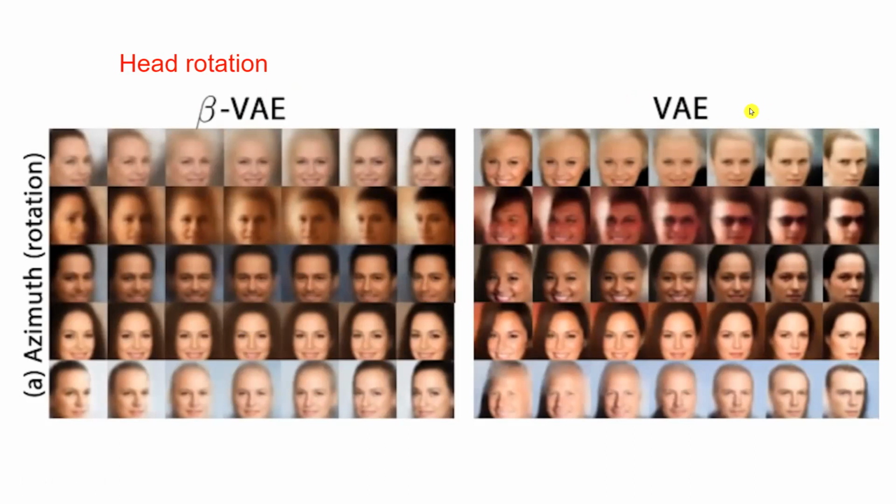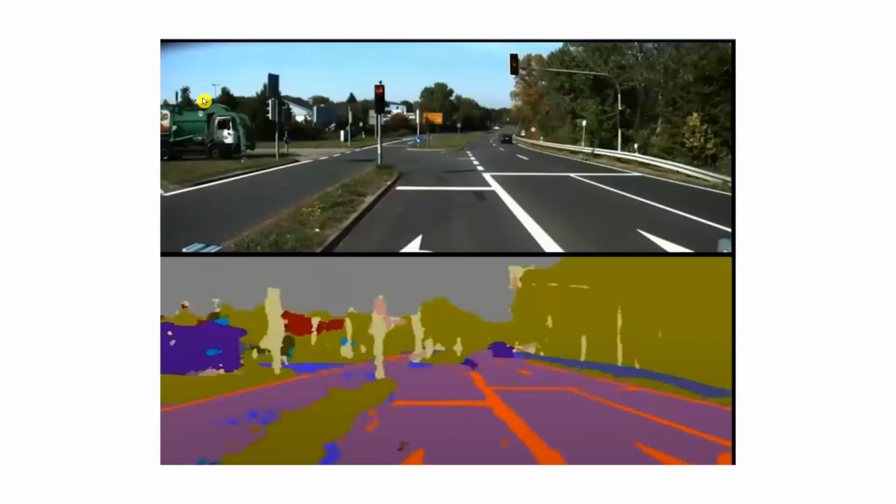While in the regular variational autoencoder, it's not that easy to do that. There's a little bit of rotation, but it's not that easy. And you can also see, for example, this row right here. This guy wearing sunglasses, and this one is completely messed up. But that's some example of the advantage of a disentangled variational autoencoder.